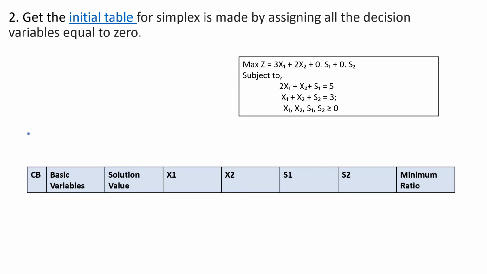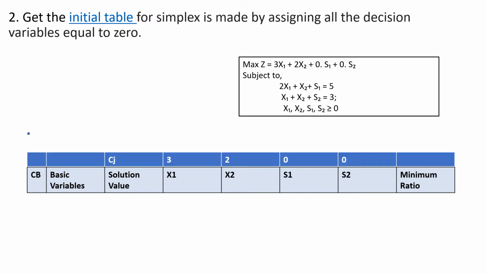Just above the solution value, we put Cj. Cj denotes the coefficient of any variable j in the objective function. As you can see, the coefficient of x1 in the objective function is 3, of x2 is 2, of S1 is 0, and of S2 is 0. So we have put 3, 2, 0, 0. Right?